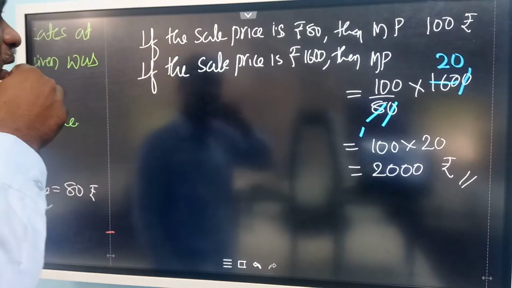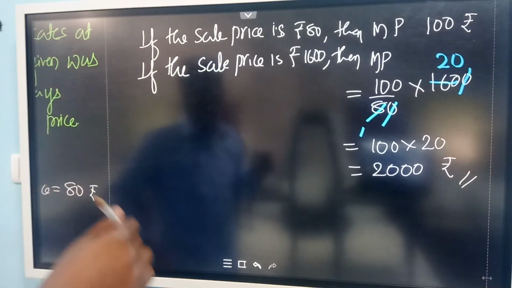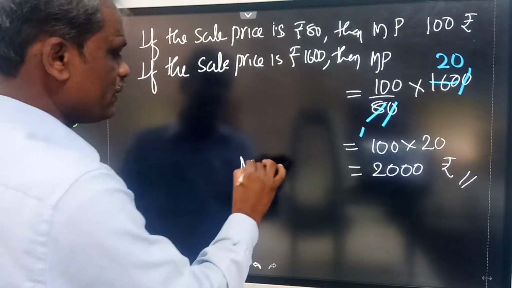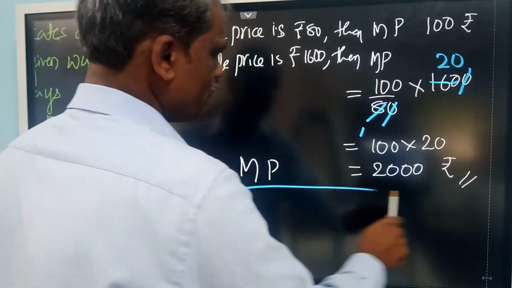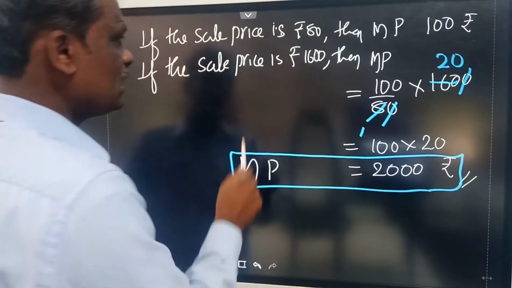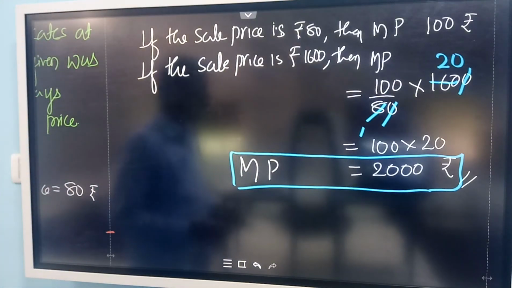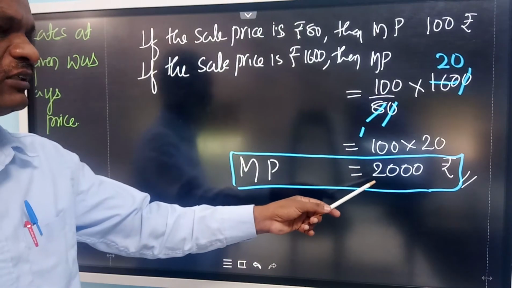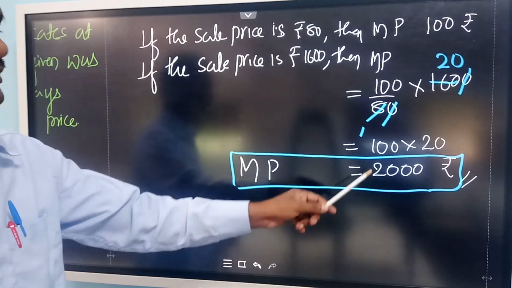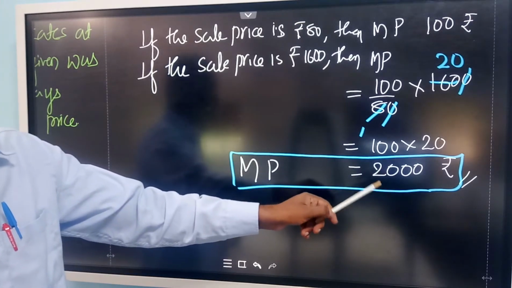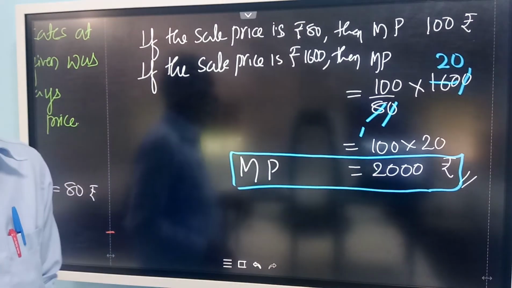So this is the market price of the article. Market price was 2,000 rupees, but he has paid only 1,600 with a discount of 20%. A 20% discount gives only 1,600. So the market price, the label or list price, is rupees 2,000 only.